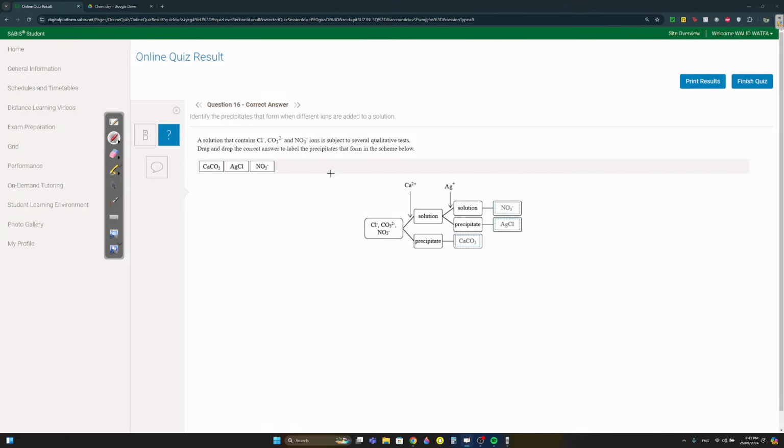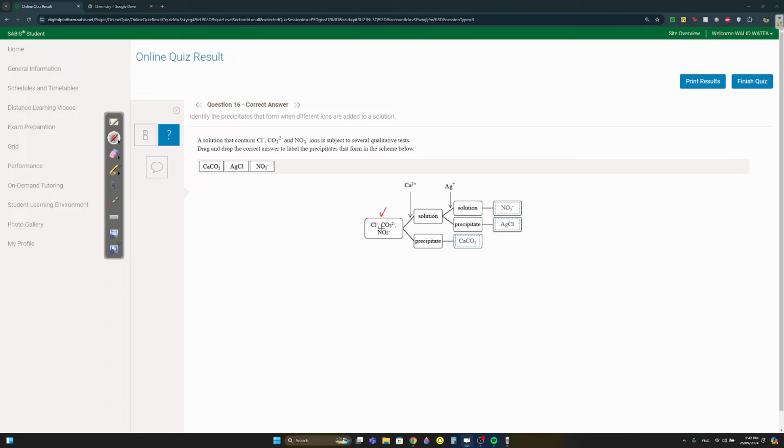16. Okay, this one confused me at first, but after I got it, it made sense. So you have a solution containing chlorine, carbonate, nitrate. When you add calcium, it can be a solution or it could be a precipitate. When you add calcium to which one here do you get a precipitate? Okay, they're all minus. When you add calcium to chlorine, CaCl, it doesn't do anything. Also, it's not in the choices.